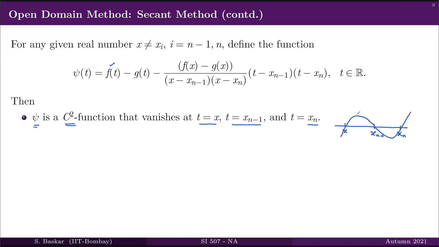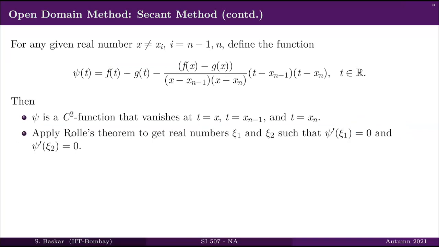You can find a xi_1 and xi_2 such that psi dash vanishes at xi_1 and xi_2. How can you conclude that? Well, using Rolle's theorem, we can conclude this.